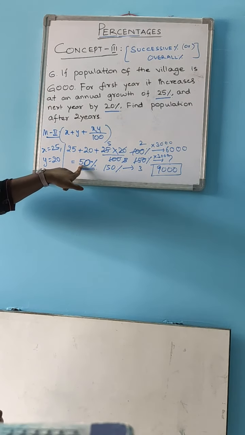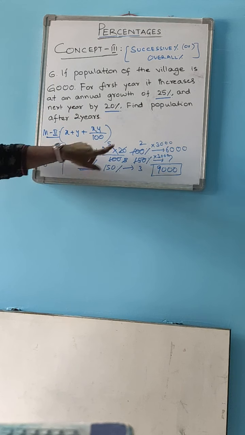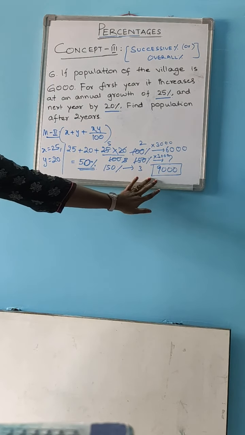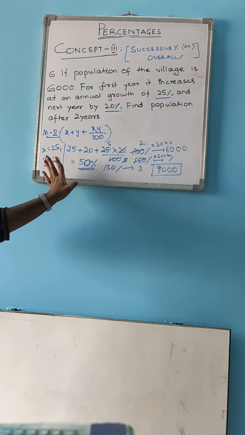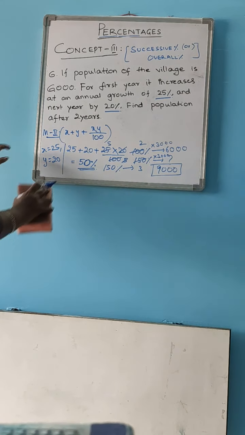The increase is 50%. 50% of 6,000 is 3,000. That means 6,000 plus 3,000 is 9,000. You can solve it in many ways. That means the total increase is 50%. One more method we will see for this problem.